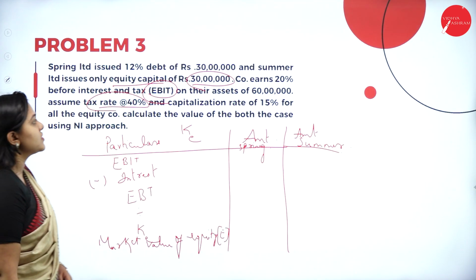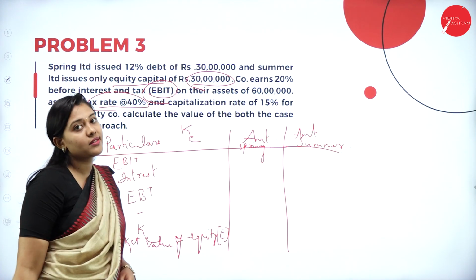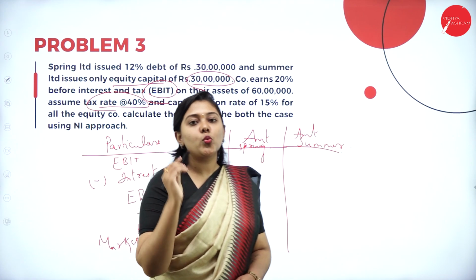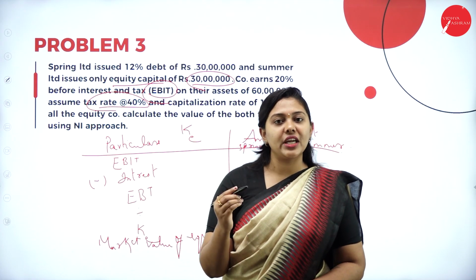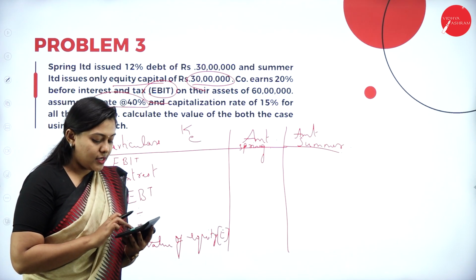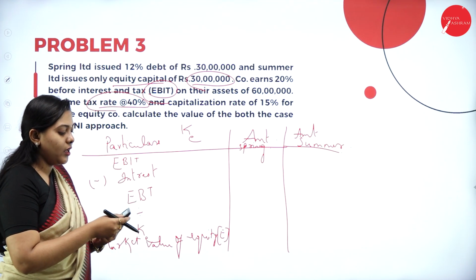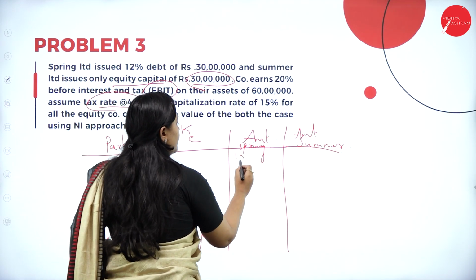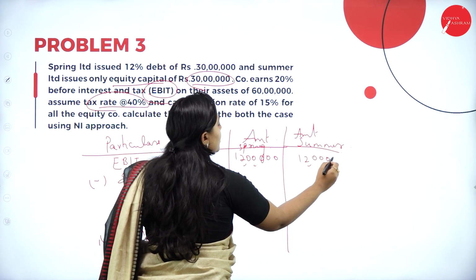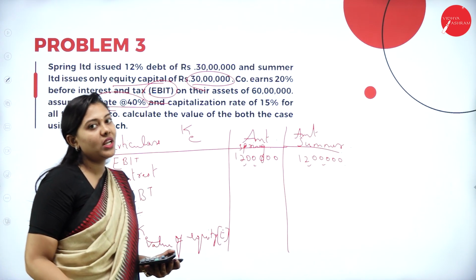So let us solve. What is EBIT? So in the question they have asked earnings before interest and tax, that is 60 lakh into 20%. So on your 60 lakh, 20% is the earnings before interest and tax. So let us use the calculator and check out what your EBIT is. So 60 lakh into 20%, it will be 12 lakh. So 12 lakh will be the EBIT for both Spring Limited as well as Summer Limited.